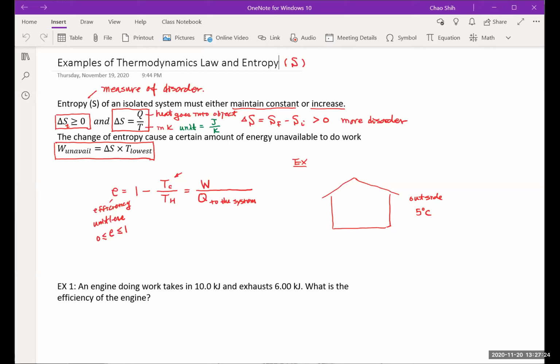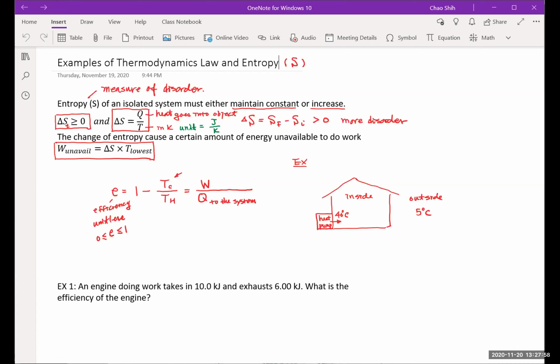Okay, now inside of the house, we hope that we can have a heat pump, and this heat pump is going to bring the heat into the house, and we wanted to blow air at 40 degrees Celsius. We wanted to create a 40 degrees Celsius heat into the house.